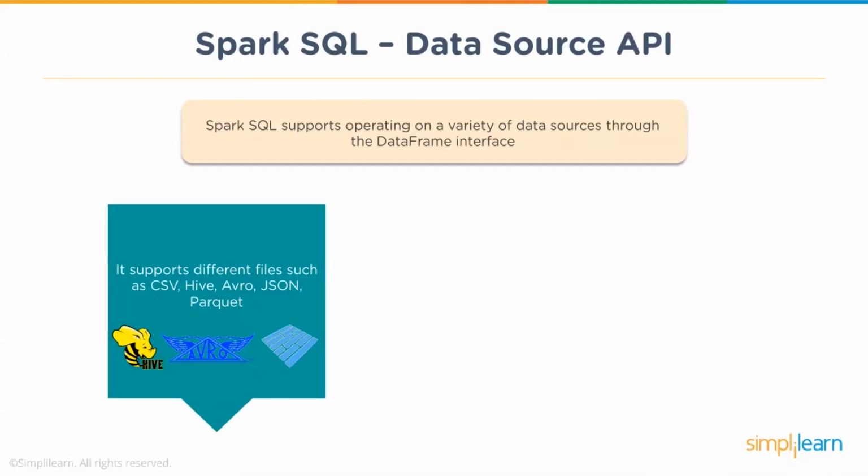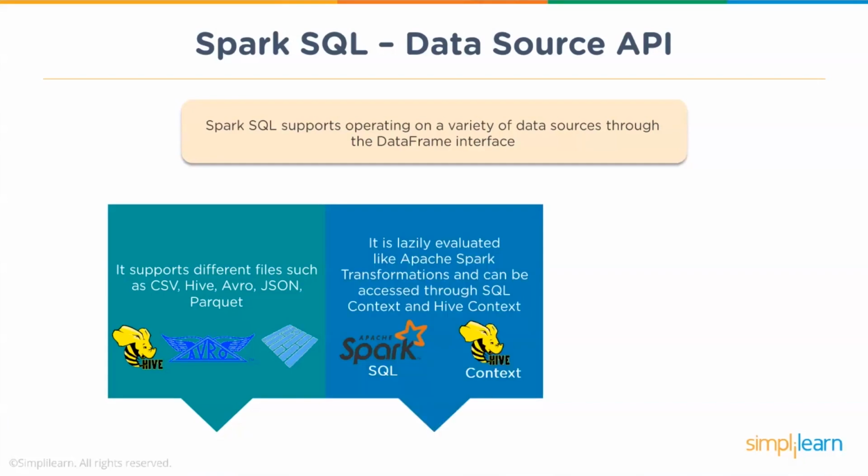It supports different formats such as CSV, Hive, Avro, JSON, Parquet, text, and so on. As we know, in Spark it is lazily evaluated like your Apache Spark transformations and can be accessed through SQL context and Hive context. As we have seen in previous tutorials, your Spark context or Hive context, or in later versions Spark session, are basically the classes which are the entry point of your application.